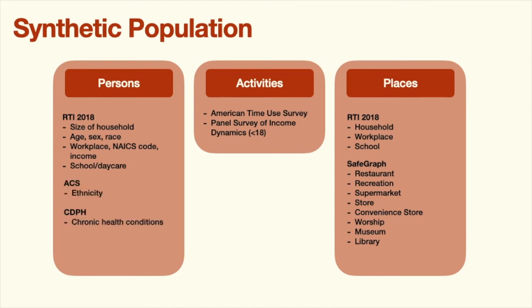The final major addition to the synthetic population that we made was to assign ethnicity to our agents using ACS data, as well as chronic health conditions, specifically diabetes, asthma, hypertension, and obesity, using data from the Chicago Department of Public Health.